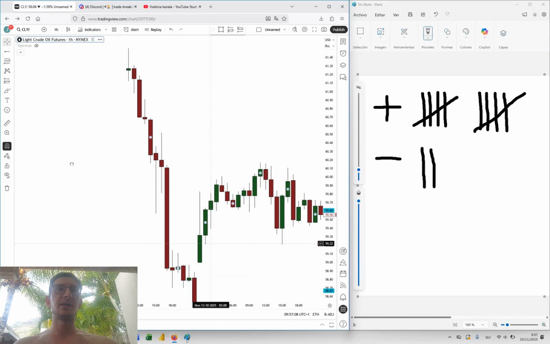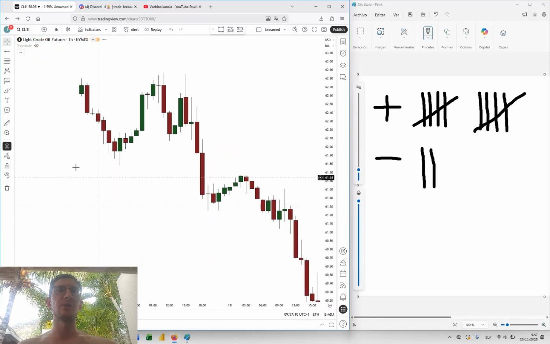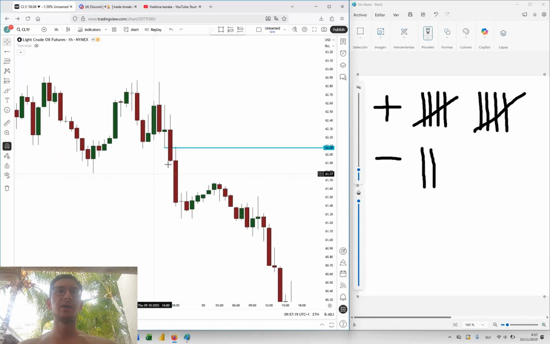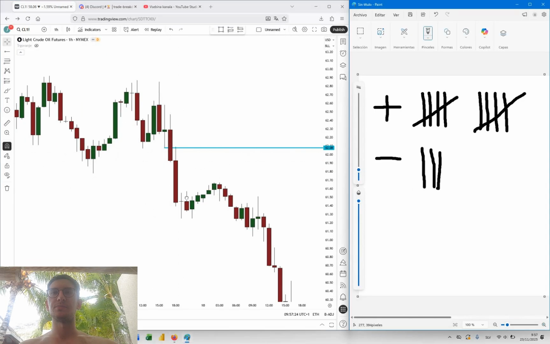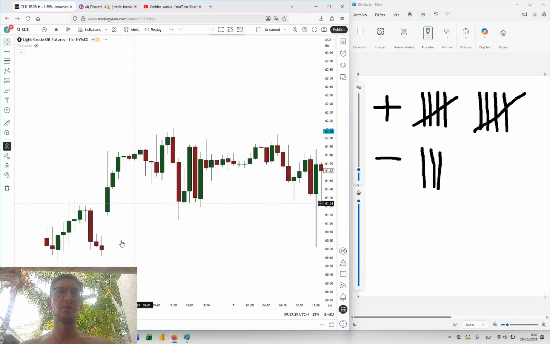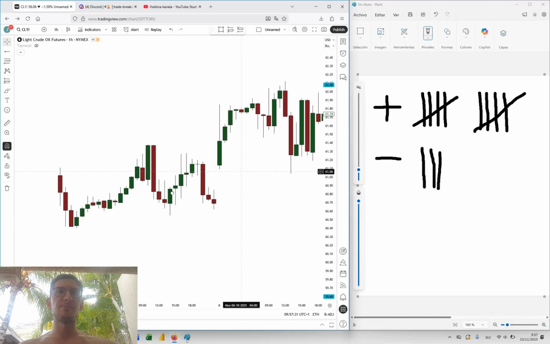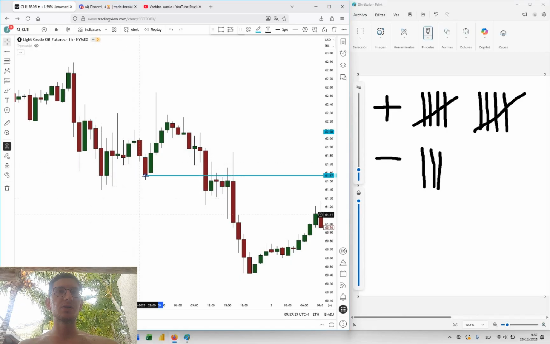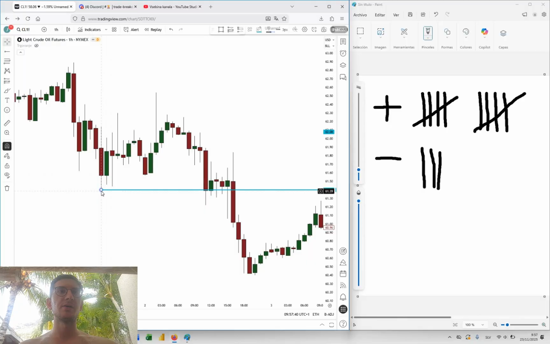Okay, let's keep looking. Here we have a majestic downtrend. That's a low, that's a low, that's a low, and boom, we close below it. That's a break of structure. Okay, another one. Where do we have any bearish trend? Here, for example. Where should I start? I should start here, for example.